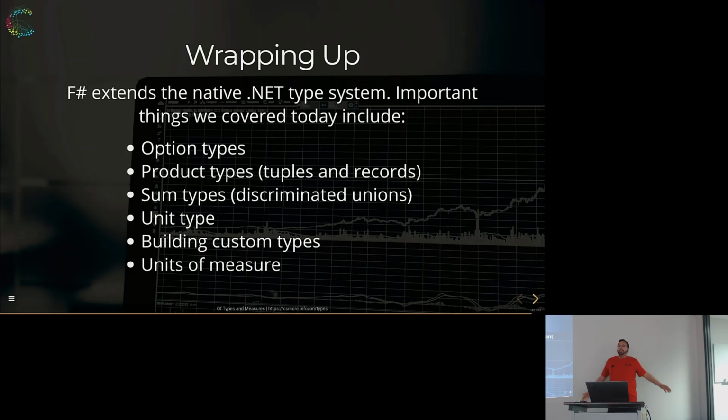So wrapping things up. F# is going to extend our native .NET type system. We have ints, we have strings, we can build classes. But we've got more stuff. I can build option types. Yes, no, maybe it exists. I can build product types, a tuple, collection of and, sum type, or one of these things.